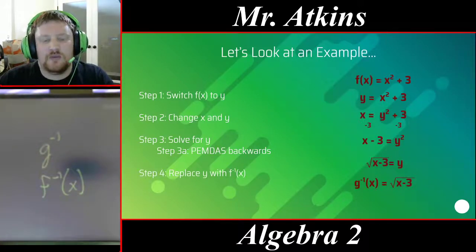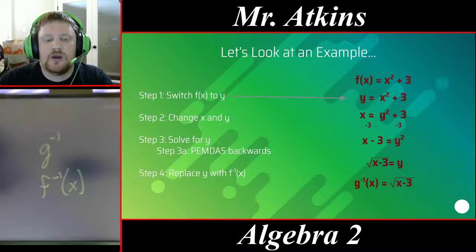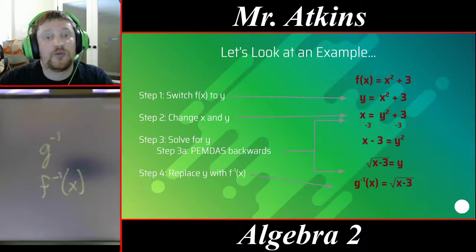Once again, I have never made a mistake. So now we can see where all these steps are: switching f of x to y, changing x and y, solving for y, and replacing it with the proper letter.